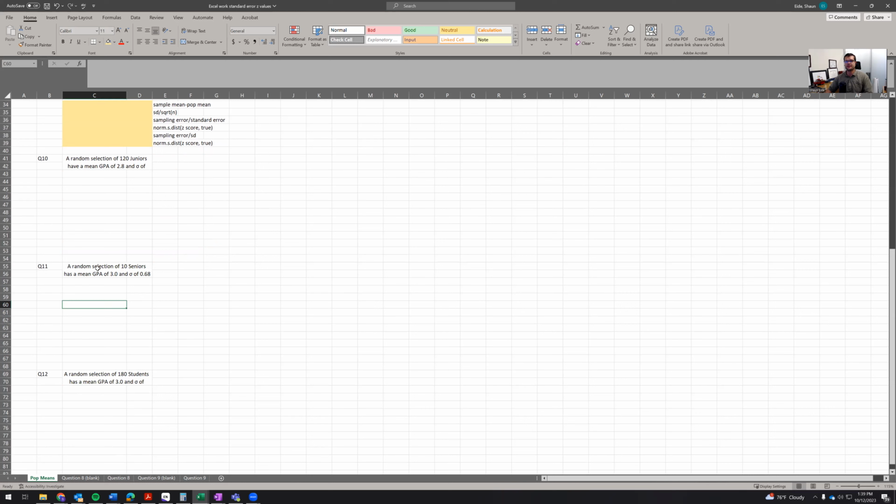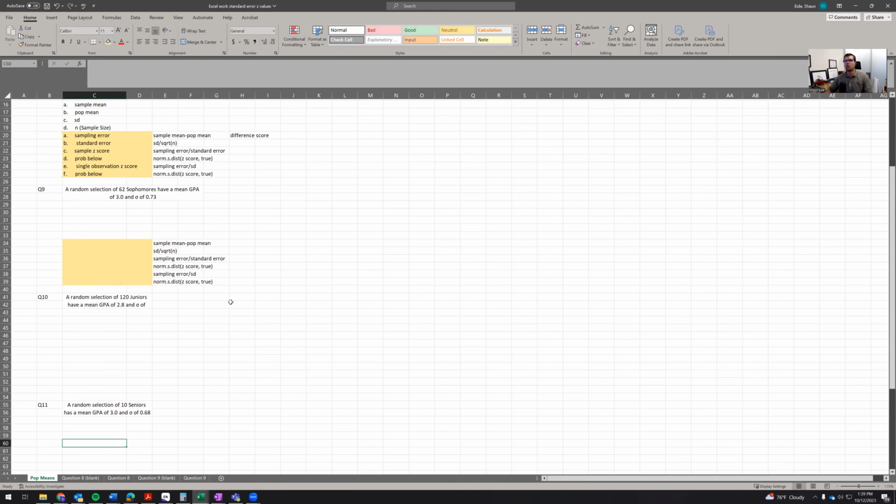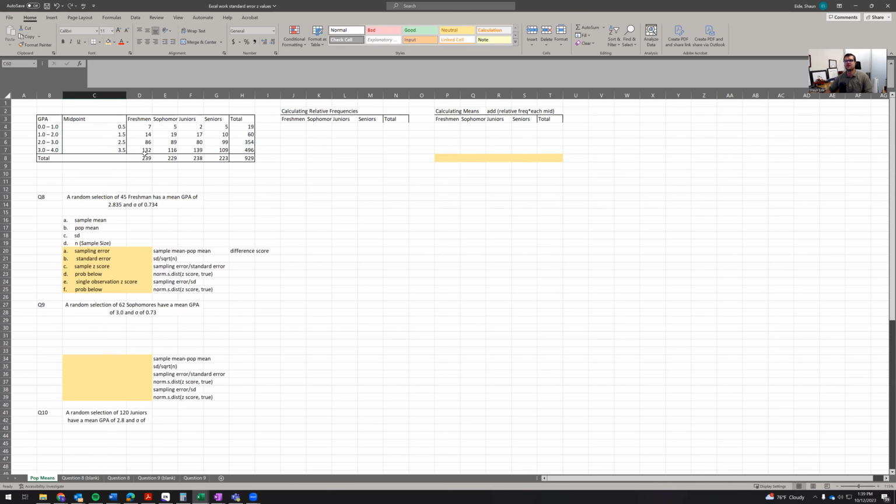Another thing that's really important, it says a random selection of 10 seniors has a mean GPA of 3.0. When you have a random selection of 10 seniors, we don't know how this data is distributed, but for seniors, actually I do know. It's very positively skewed. And so yeah, just be aware of that. The data is extremely skewed.